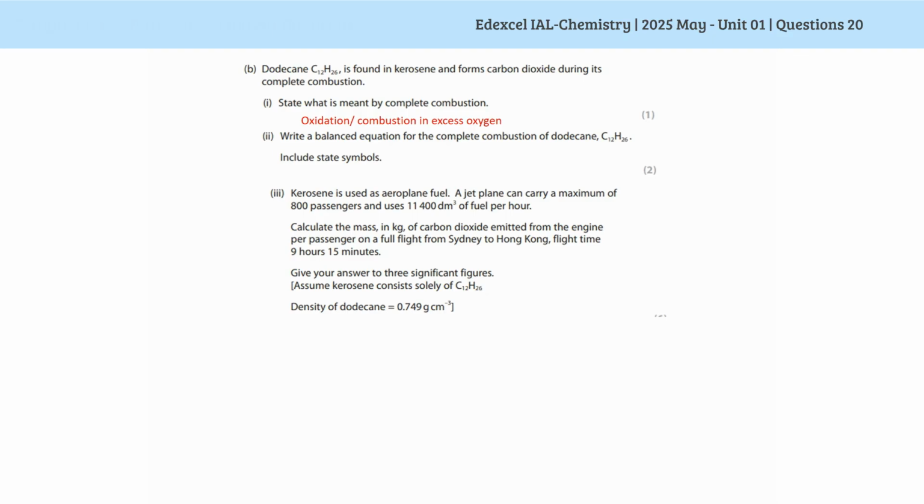Your equation should be correctly balanced, and the state symbols also should be given, and you should know dodecane is a liquid because it is having 12 carbon atoms. Question 3. Kerosene is used as an aeroplane fuel. A jet plane can carry a maximum of 800 passengers and uses this much of fuel per hour. Calculate the mass in kilograms of carbon dioxide emitted from the engine per passenger on a full flight from Sydney to Hong Kong. Flight time is 9 hours 15 minutes.